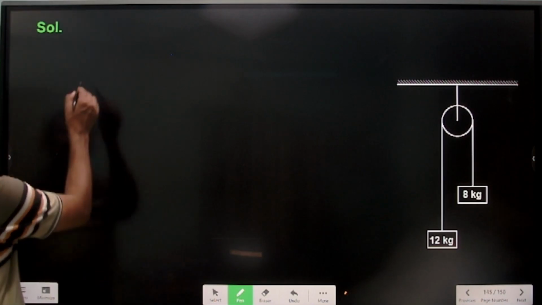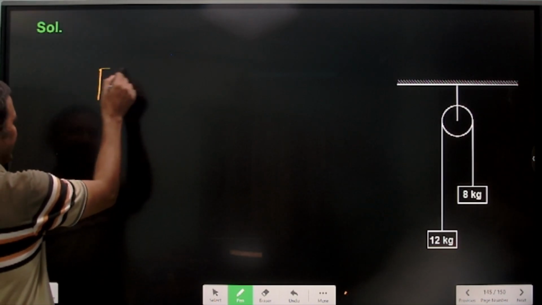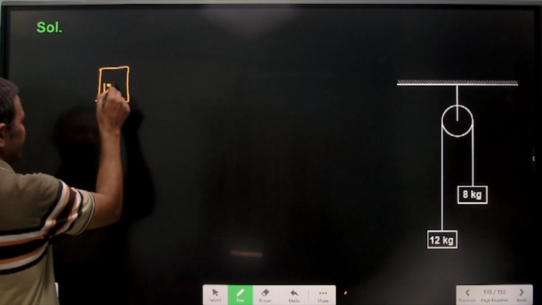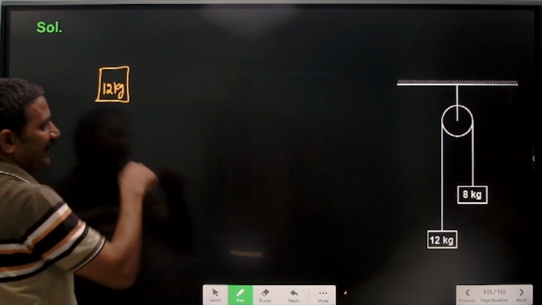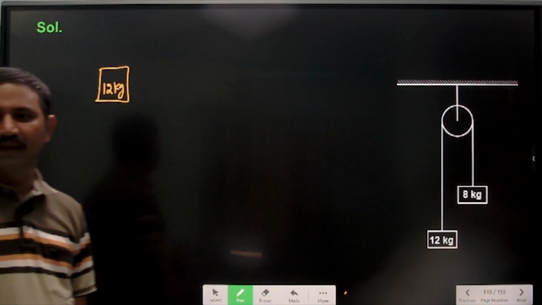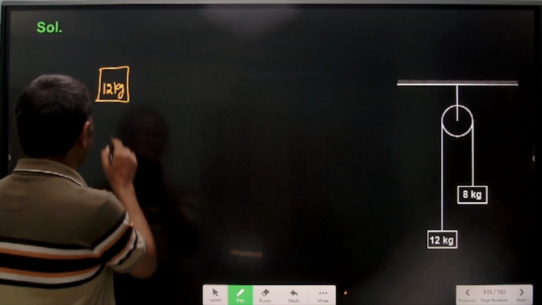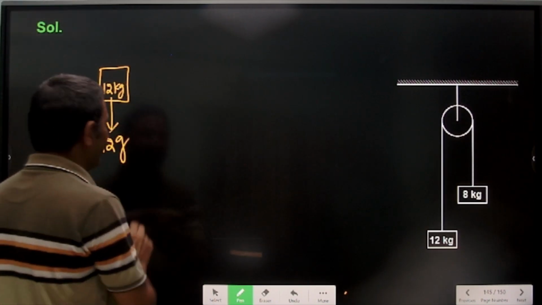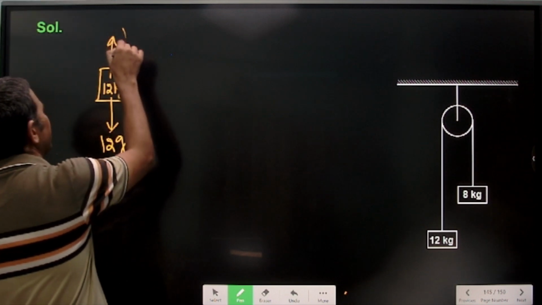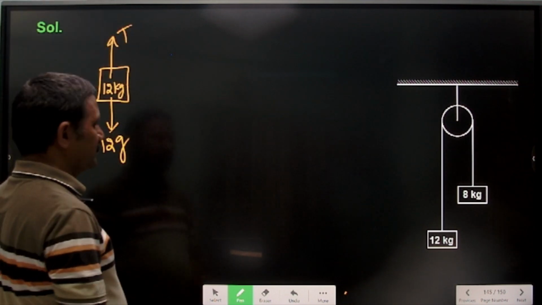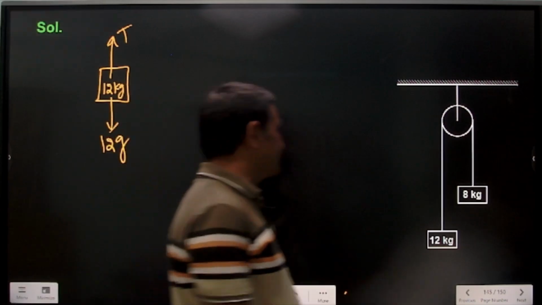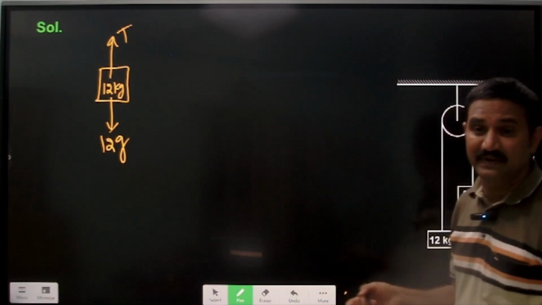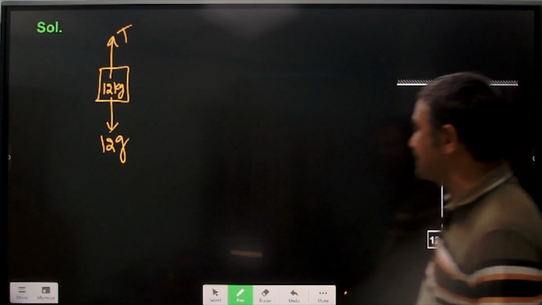I am drawing the free body diagram of the 12 kg here. This is the 12 kg. The 12 kg weight acts vertically downward. What is its weight? That is m into g, 12 into g, acting downward, and tension T is acting upward. Here this 12 kg mass is more than the 8 kg mass, so the 12 kg mass is moving downward.